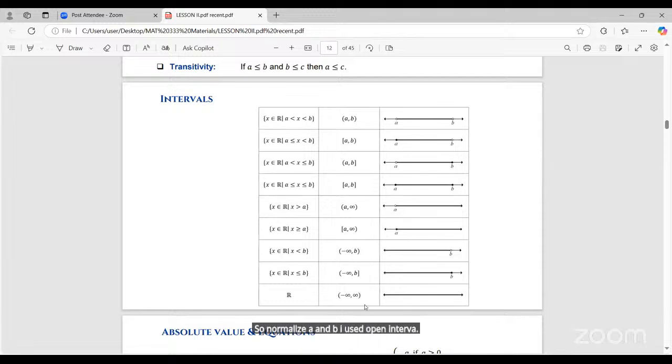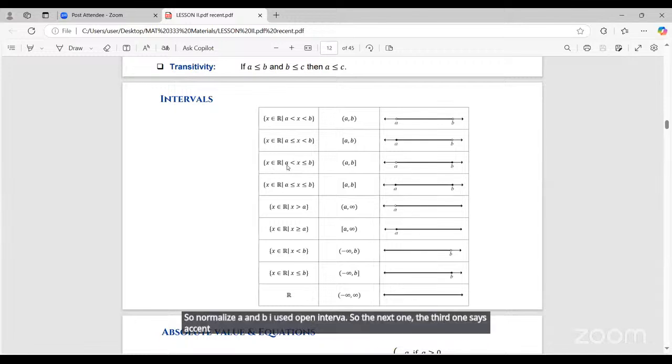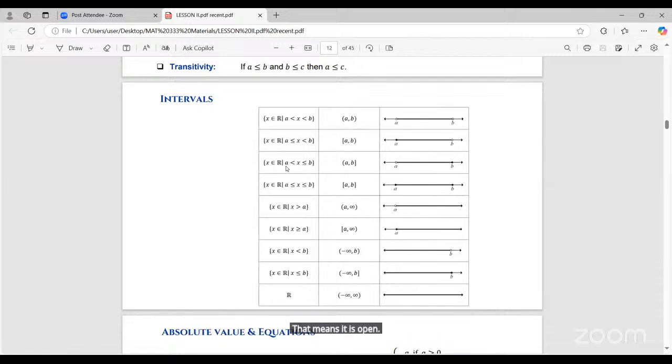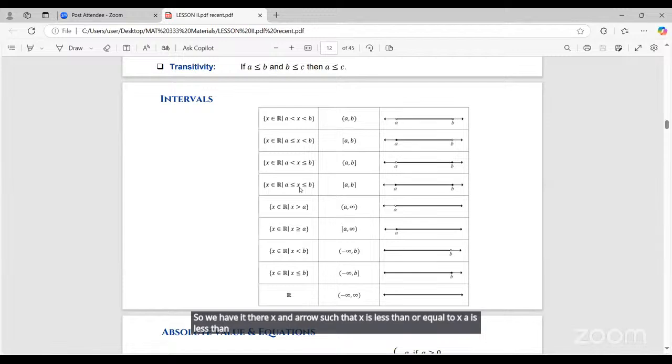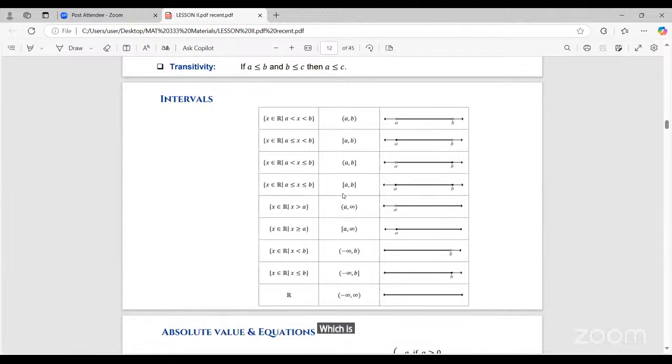So the next one, the third one, says x in R such that A is strictly less than x. That means it is open at A, and x is less than or equal to B. It is closed on B. So we have it there. x in R such that A is less than or equal to x, which is less than or equal to B. It is closed on both sides.